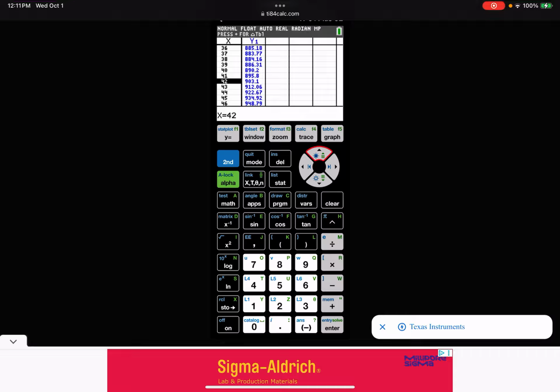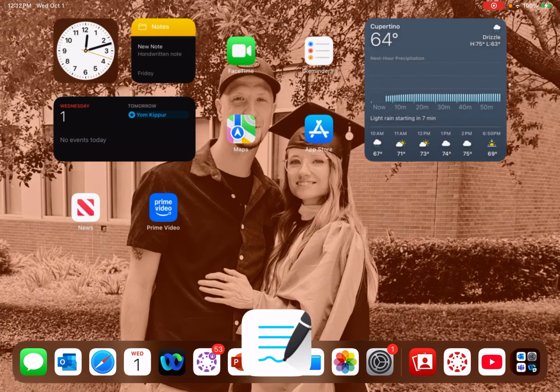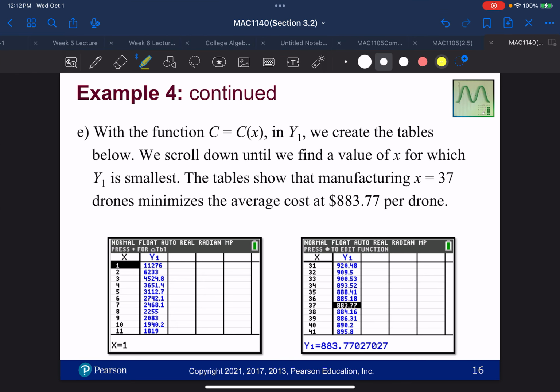So the smallest value I see is this one, 883. That means the value of x that gives the minimized cost is 37 drones. So if they produce 37 drones, that'll minimize the cost, and that cost is $883. If they manufacture 37 drones, it minimizes the average cost because that's the smallest y value that we got.